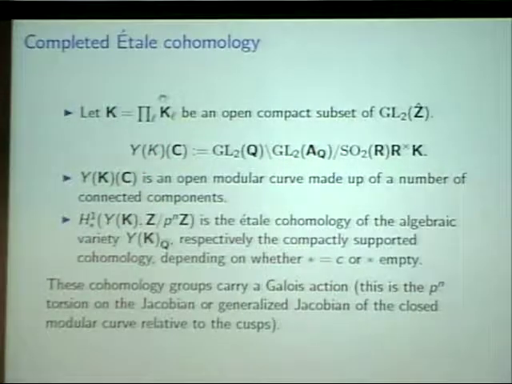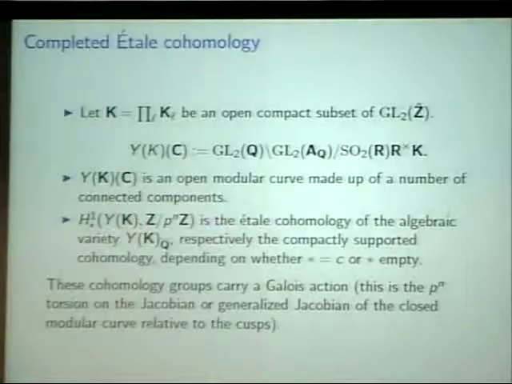But it may come in several connected components, which has significance in the automorphic theory. But you should think now of this as just a way to, as you vary the compact open subgroup K, basically see all the modular curves of all levels organized into a big tower. And you can look at the étale cohomology of these things.